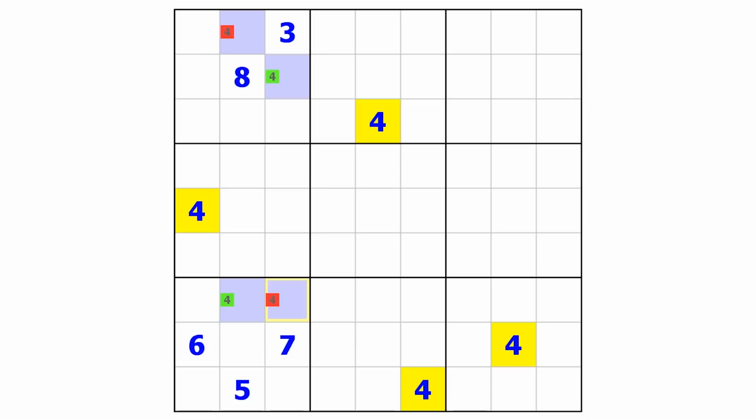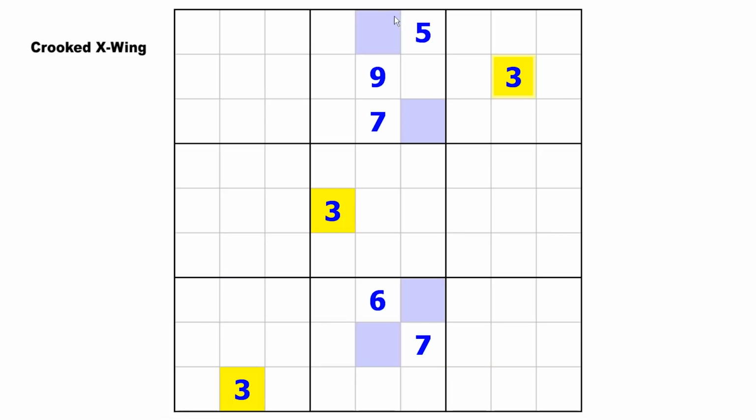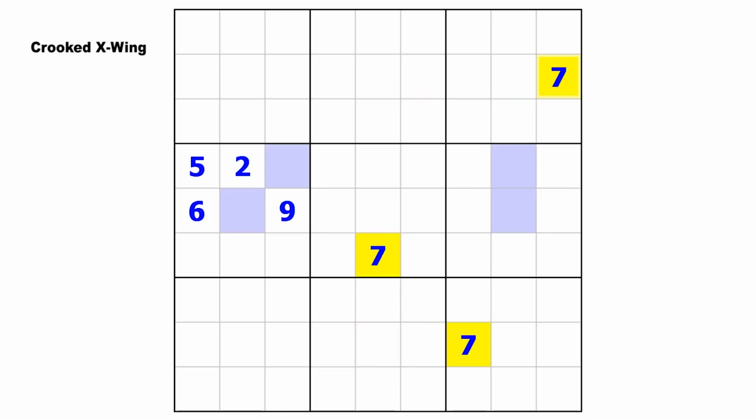And whenever this happens, we're going to call this a crooked X-wing, okay? Now this is my own term, but I think it's a fairly descriptive name of what's going on here. And a crooked X-wing can look like this, or it can look like this, with both conjugate pairs on a diagonal. Or it can look like this in a horizontal chute.